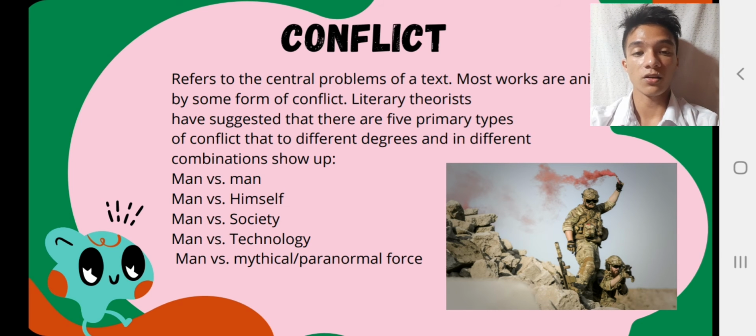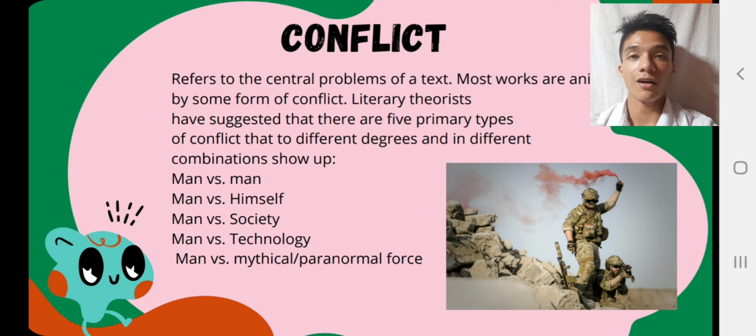So next is conflict. Conflict refers to the central problem of a text. Most works are animated by some form of conflict. Literary theorists have suggested that there are 5 primary types of conflict that, to different degrees and in different combinations, show up.